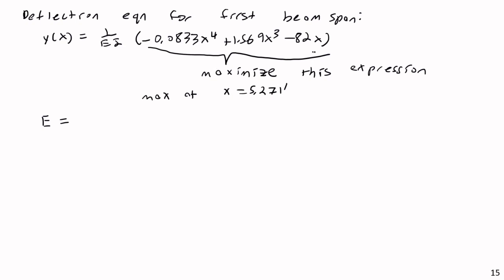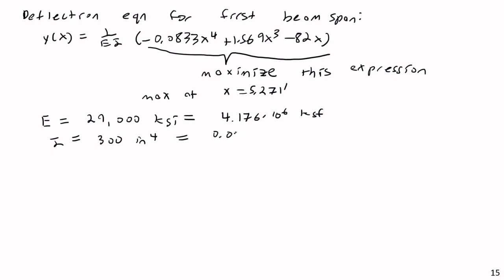I could have done this with inches, but I would have ended up with some really large numbers, and I was trying to avoid working with really large numbers. But anyway, let's just go ahead and finish this out. E is going to be equal to 29,000 KSI, which when converted to feet is going to be 4.176 times 10 to the 6th KSF, kips per square foot. And I is equal to 300 inches to the fourth power, or it is also equal to 0.0145 feet to the fourth power.